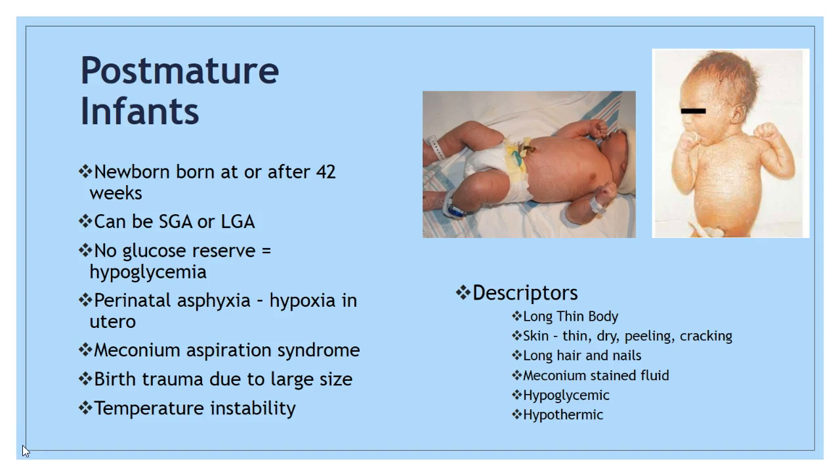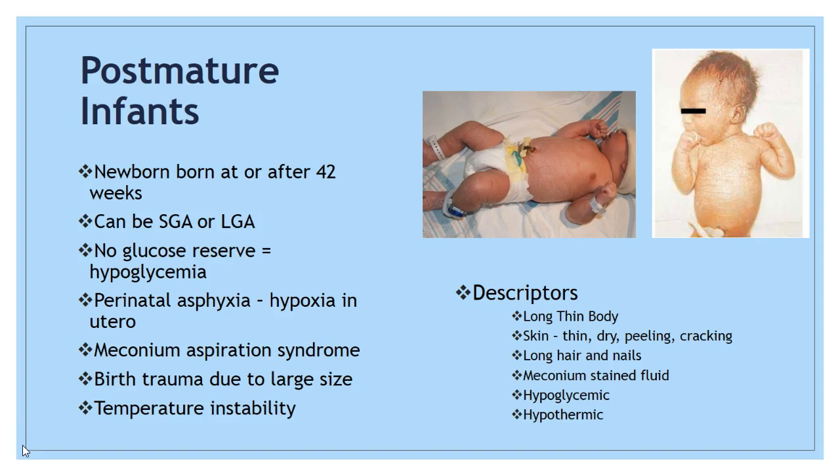Your post-mature infants are those infants that are born at or after 42 weeks old. These guys can be SGA or LGA. They typically will not have any glucose reserve because the placenta starts to die out around 42 weeks or even a little before then. So they are not getting the nutrients that they would typically get from a placenta that was still viable. So they don't have a lot of glucose reserve and tend to be hypoglycemic when they're born, or at least experience it after birth.